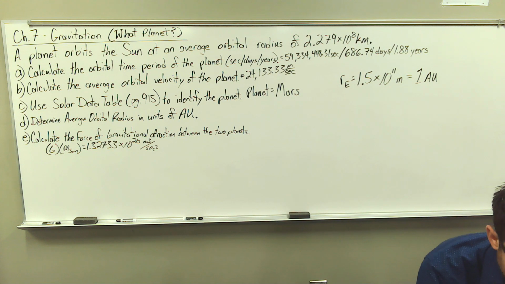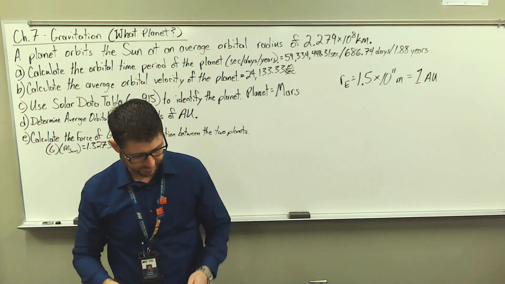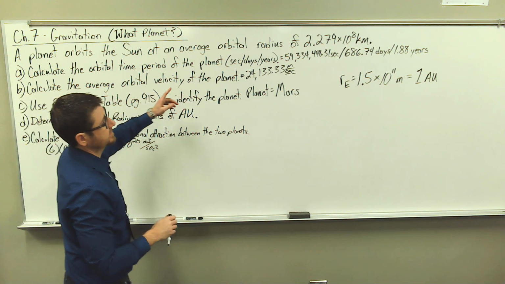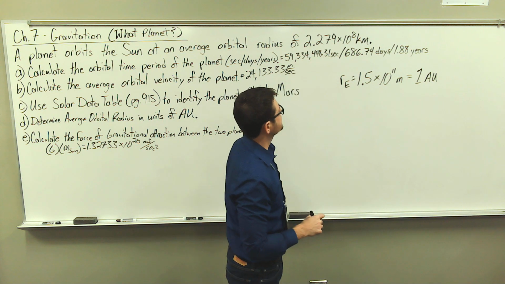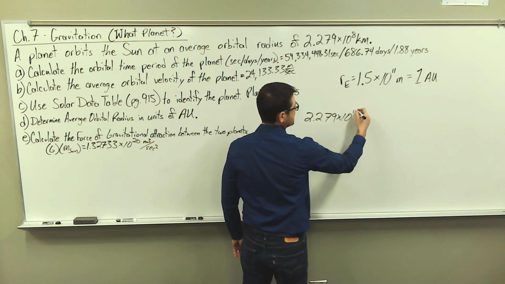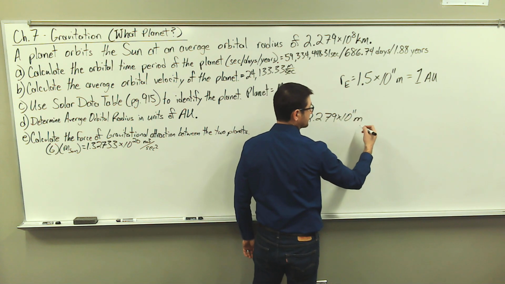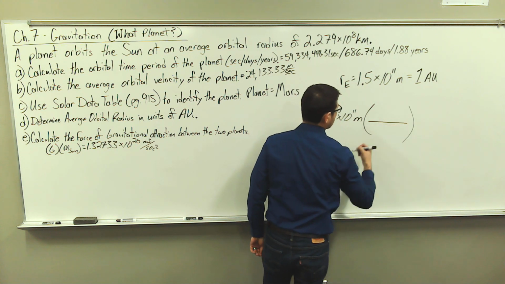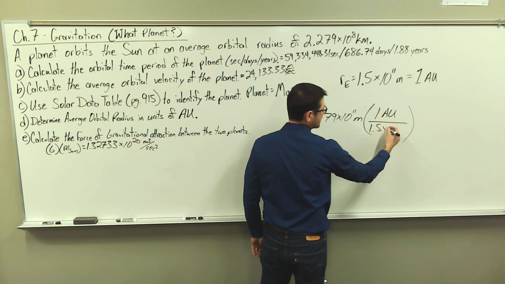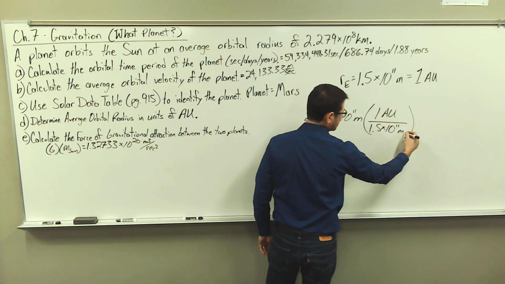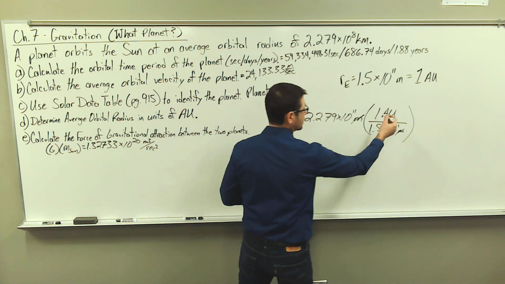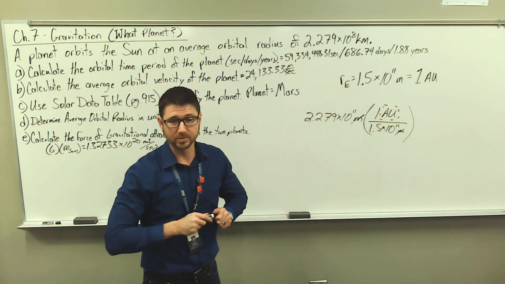So we are going to perform some dimensional analysis here. We know that the average orbital radius is right here, 2.279 times 10 to the 11th. Remember, we need to convert it into units of meters. And then we're going to multiply by 1 astronomical unit divided by 1.5 times 10 to the 11th meters. We're going to do that so we can cancel the units of meters, and that will give us units of astronomical units.